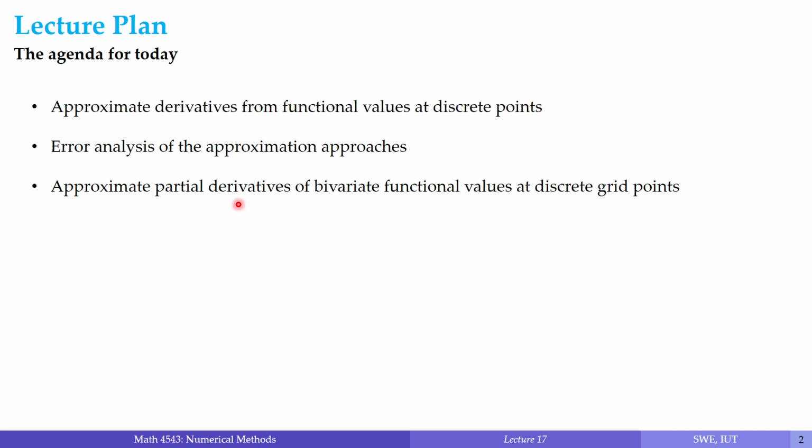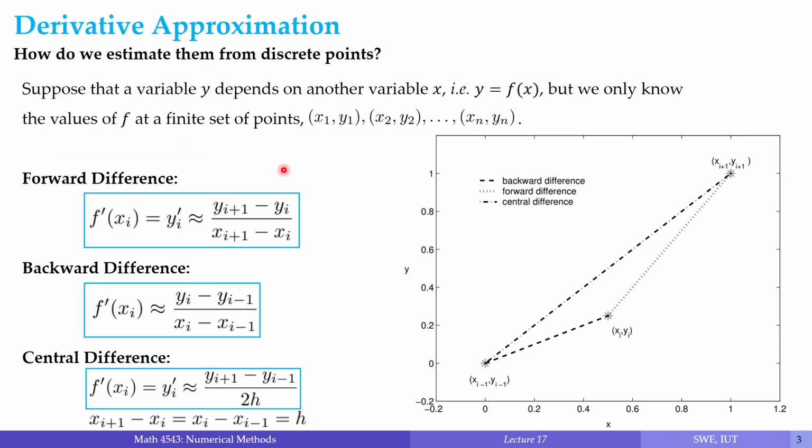For partial derivatives we are going to use multivariate, or more precisely bivariate functions. Since the function is bivariate, the points that we are going to be given will be grid points. They are going to be arranged in a matrix, and we are going to use those grid points in order to approximate the partial derivatives of bivariate functions. So let's begin. How do we approximate derivatives? Let's head over to our bamboo paper and discuss it in detail.